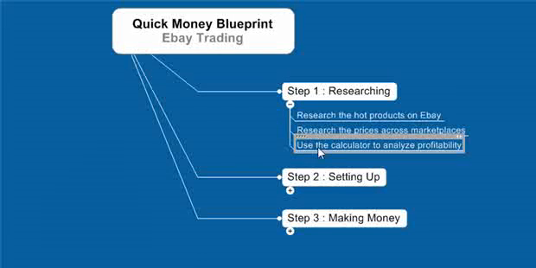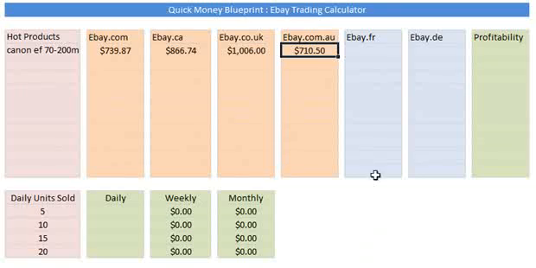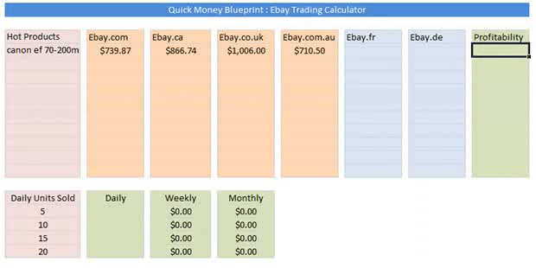So now the last little step here is to analyze the profitability. In analyzing the profitability, you want to start by choosing the lowest price, and you can see this one's in Australia. Then take the highest price, subtract the lowest price, and that's your profitability. Over here in this green box where it says profitability, all you have to do is hit the equal sign, choose the highest price, which is in eBay UK, then hit minus, and choose the lowest price, which is in Australia.